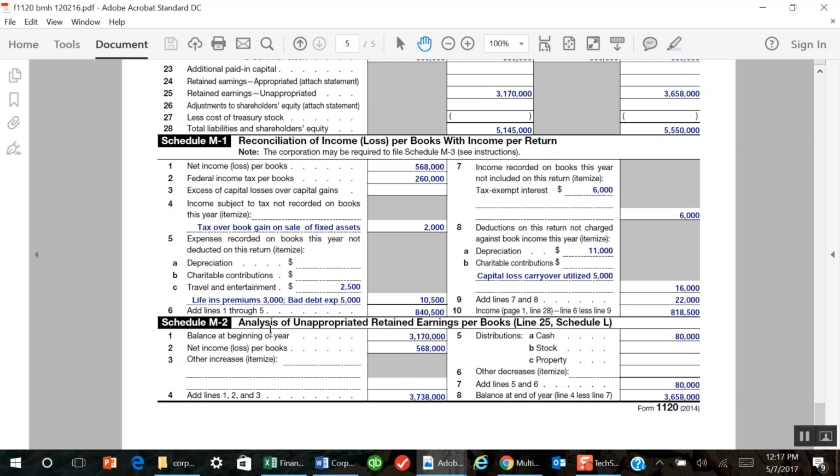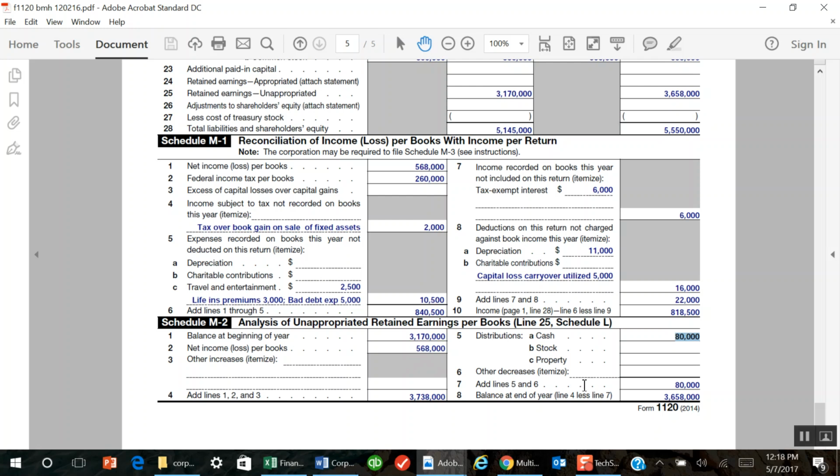You notice how this says analysis of unappropriated retained earnings per book, line 25, Schedule L. It's a reconciliation that helps us get from the beginning of the year retained earnings to the end of the year retained earnings. Notice how my amounts tie. Most of you got this right, but some people just put the beginning and ending numbers and forgot about the net income per books of 568, and they also forgot about the dividend distribution. The worst thing about doing that is this analysis didn't foot. It didn't add up, right?